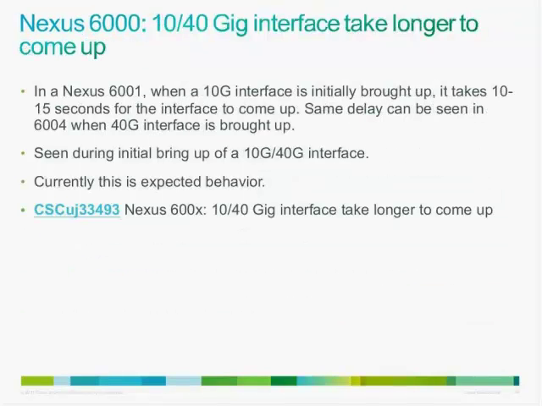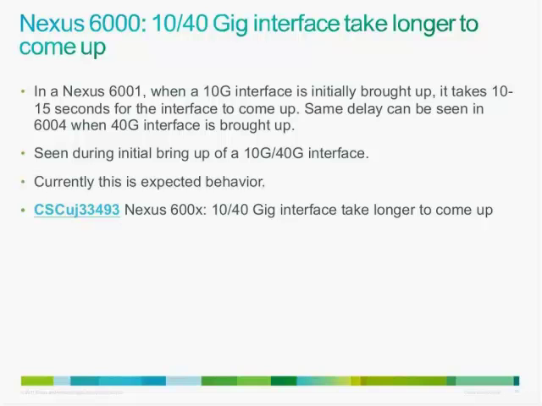So, Nexus 6000 10/40 gig interfaces. Now, this is an interesting one, coming from the 5K, or especially based on the PHY architecture. This is something we wanted to make you guys aware of. On a Nexus 6001, which is more of a pizza box chassis, when a 10 gig interface is initially brought up, it takes a longer time for the interface to come up. You can actually see this on the 6004 when the 40 gig interfaces are brought up.